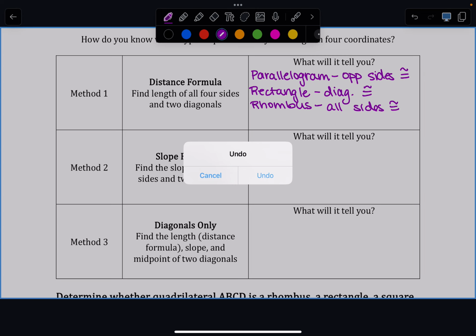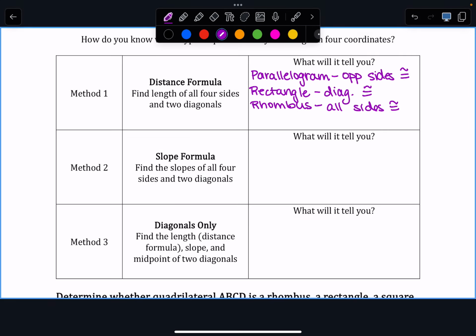Okay. Now, how do we classify a square? Okay, if it's a rectangle and a rhombus, then it's a square. Okay, so if all of those things are true, we have a square.